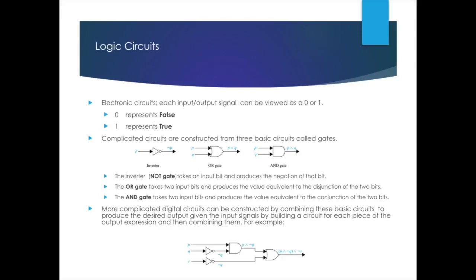So the inverter, the not gate, takes an input bit and produces the negation of the bit. The OR gate takes two inputs and produces the equivalent of the disjunction of two bits. The AND gate takes two inputs and produces the equivalent of the conjunction of two bits, and this is basically a symbol one. When you speak about a compound statement, we are speaking about a compound circuit similar to the one here in the diagram. When we have P and not Q, we take that value and make an OR gate with not R to give you a final outcome result.